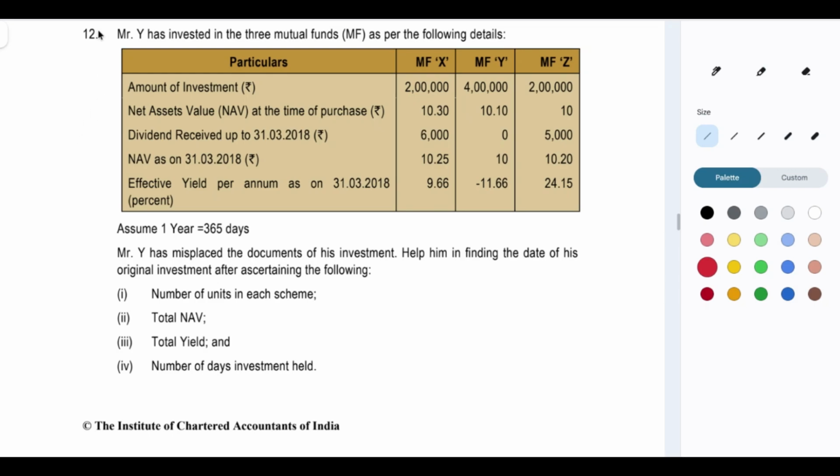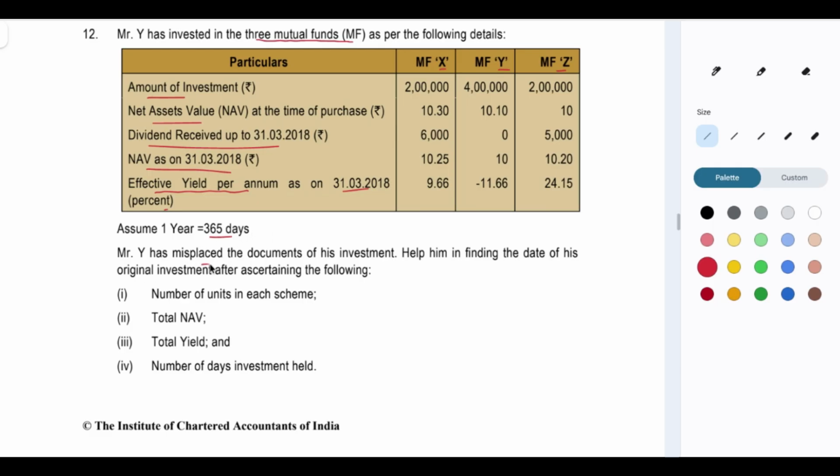Question number 12. Mr. Y has invested in three mutual funds as per the following details. The mutual funds are X, Y, and Z. The details are: amount of investment, NAV at the time of purchase, dividend received up to 31/3/2018, NAV as on 31/3/2018, and effective yield per annum as on 31/3/2018. Assume 1 year is 365 days.